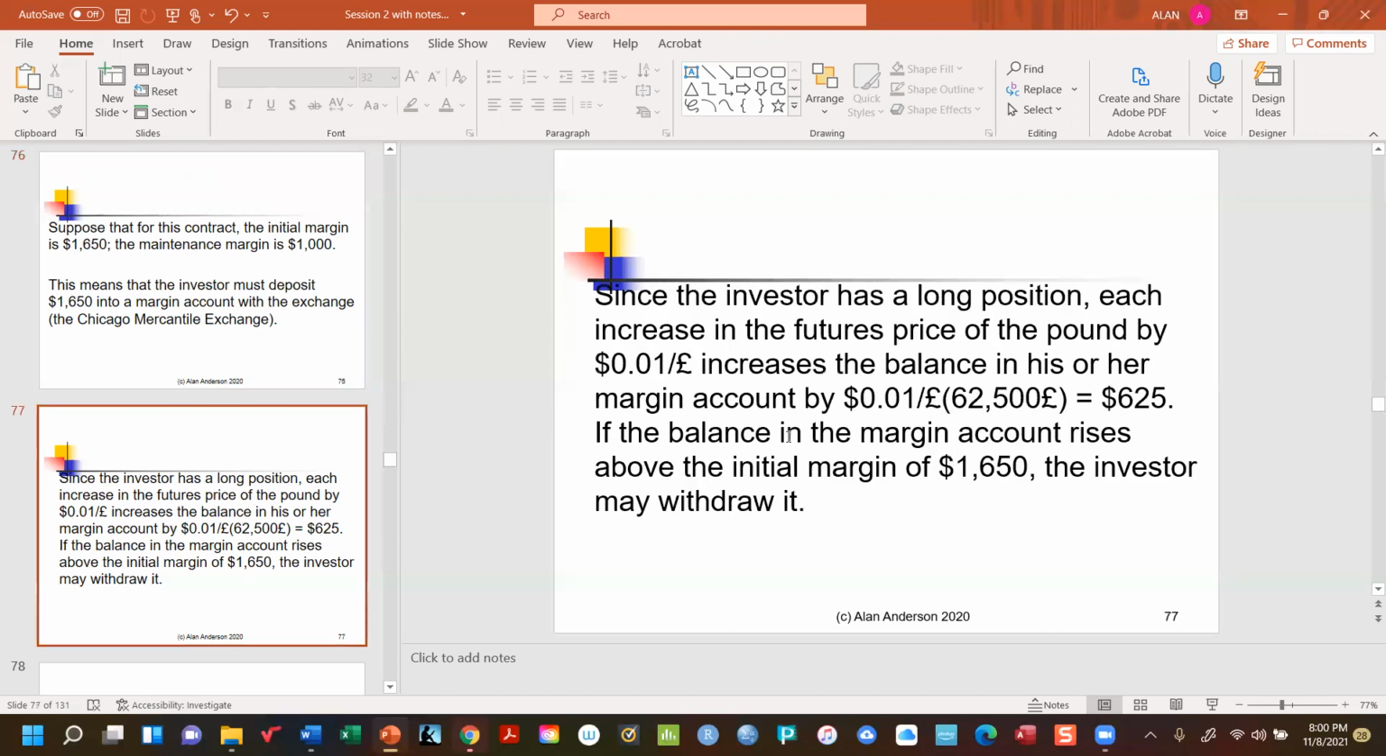Now, by the way, because this contract is based on 62,500 pounds, a 1 penny change in the exchange rate is actually going to change the value of your position by $625 US. All right, and by the way, too, if the balance in your account goes up above the initial margin of 1650, you can actually take it back right away. You don't have to leave it there. As long as your balance doesn't fall below the initial margin of 1650, you can just withdraw it, okay, all the way down to 1650.